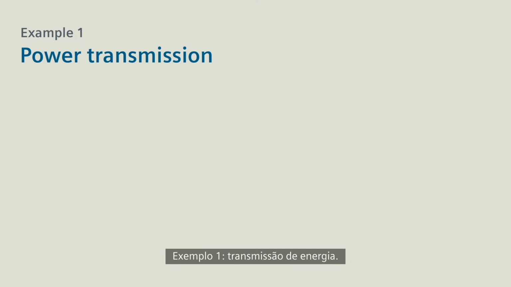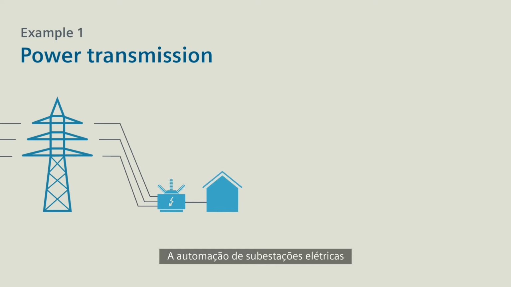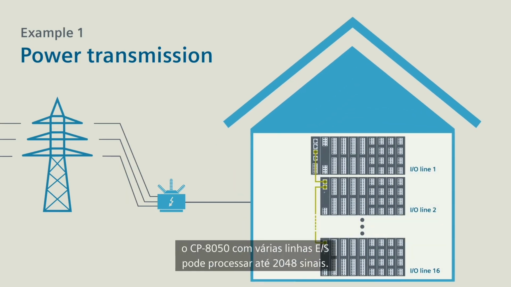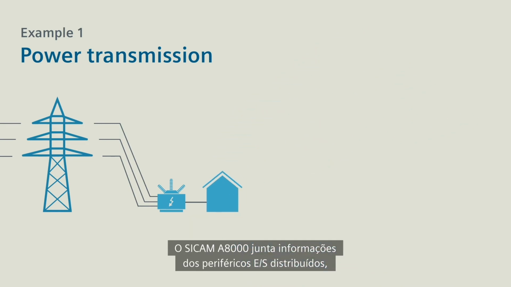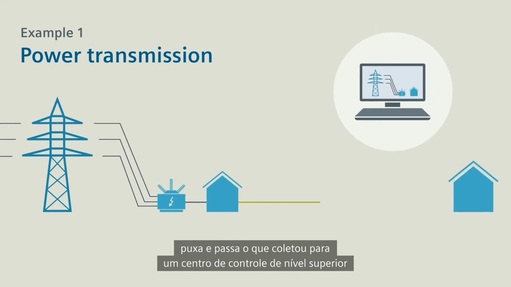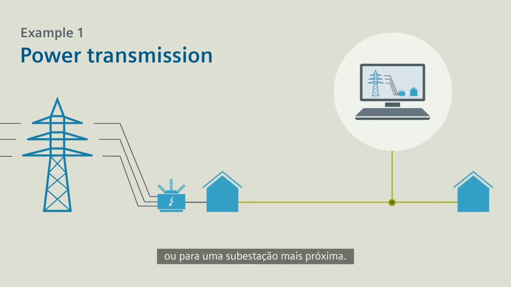Example 1. Power transmission. The automation of transformer substations is an essential requirement for this application. Optimally suited for this task is a CP8050 with several I/O lines, which can process up to 2048 signals. Sicam A8000 gathers the information from the distributed I/O peripherals, pools it, and passes it on to a higher-level control center or to nearby transformer substations.